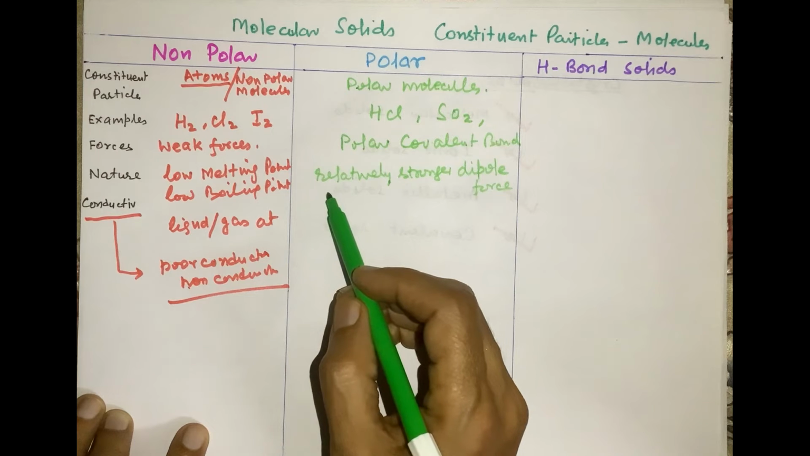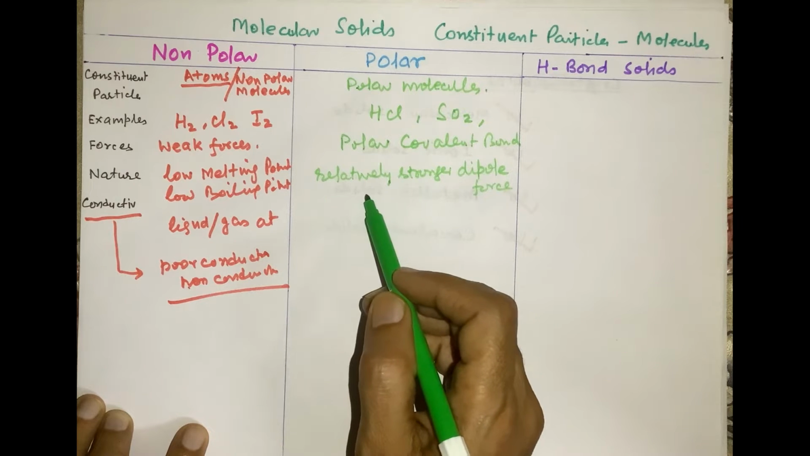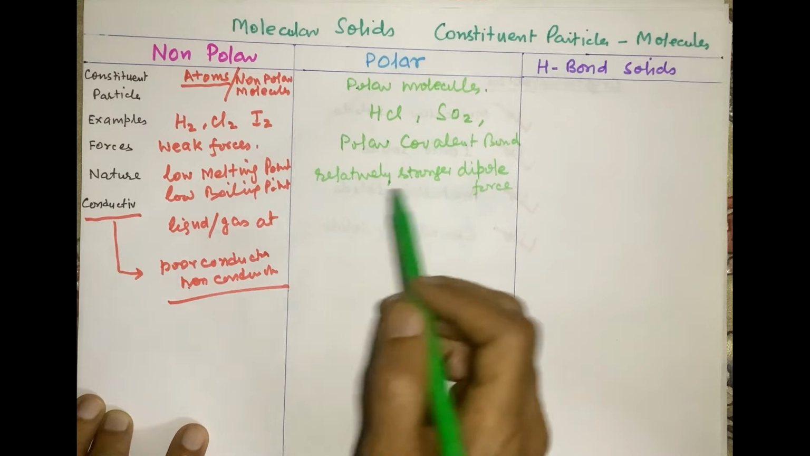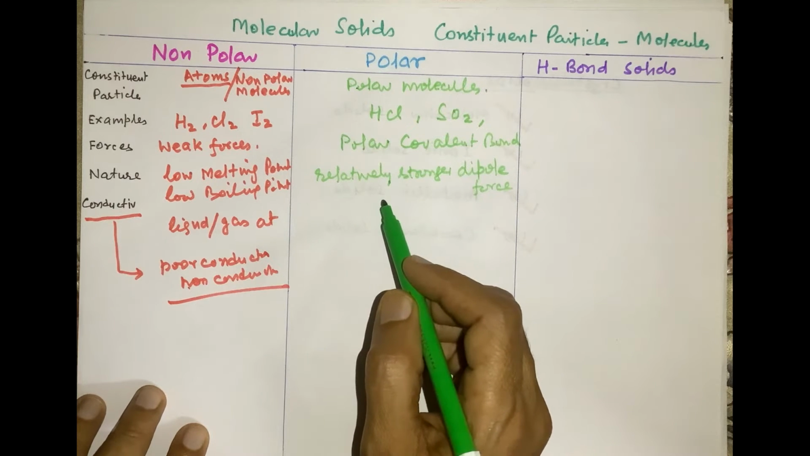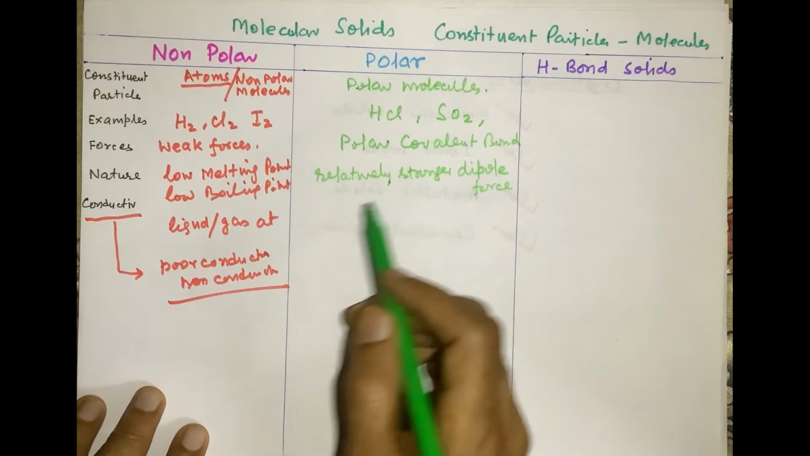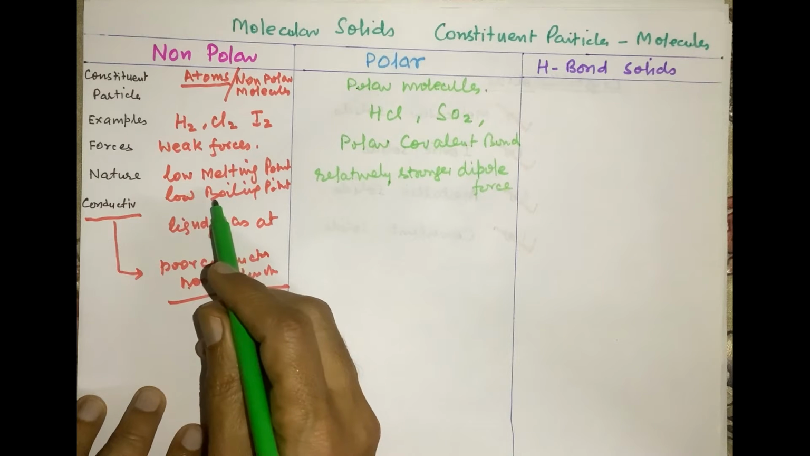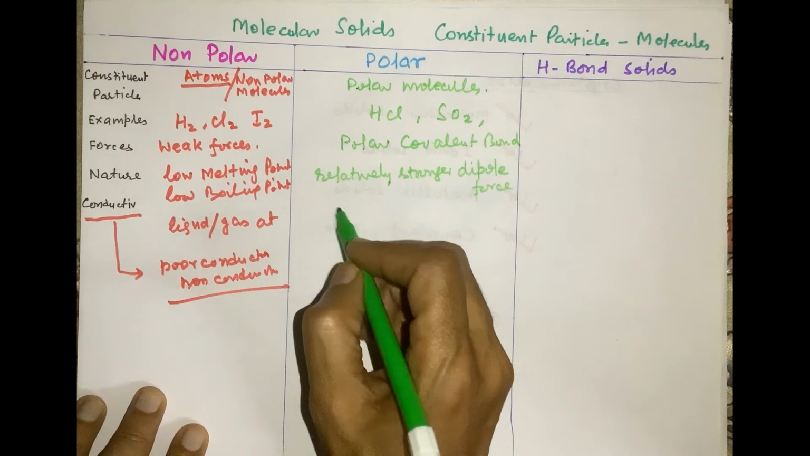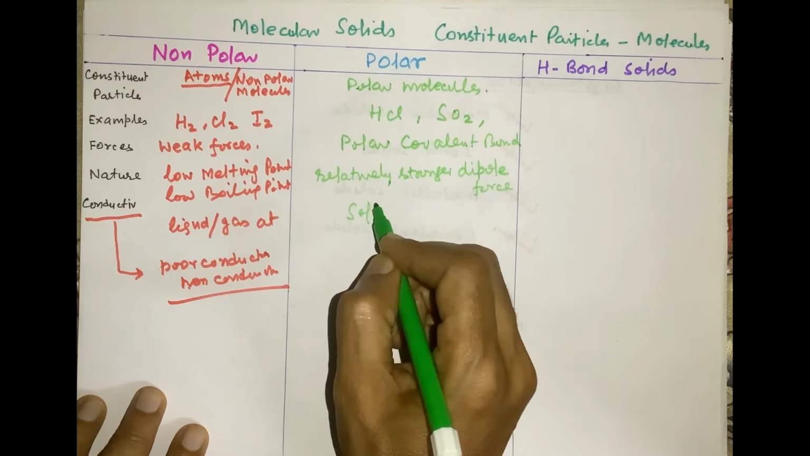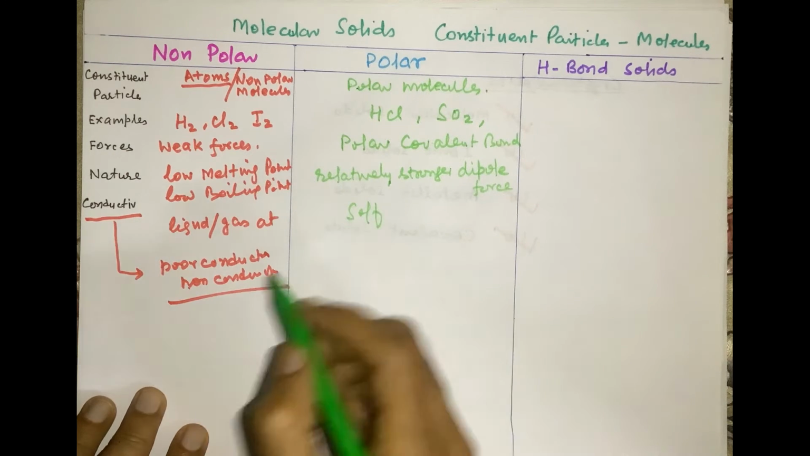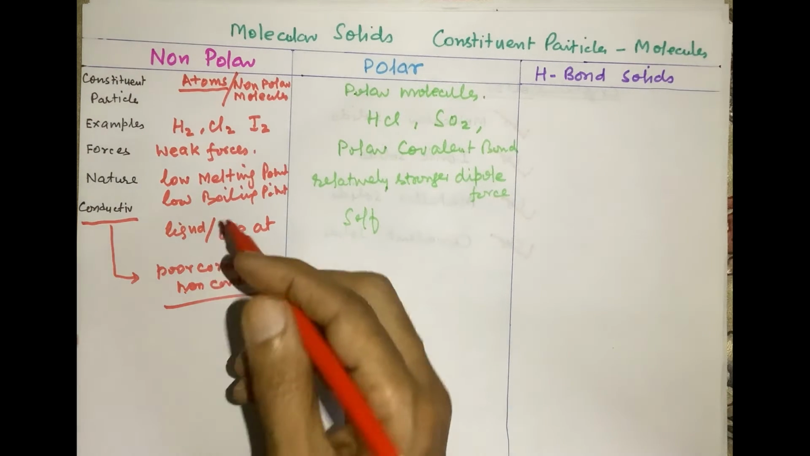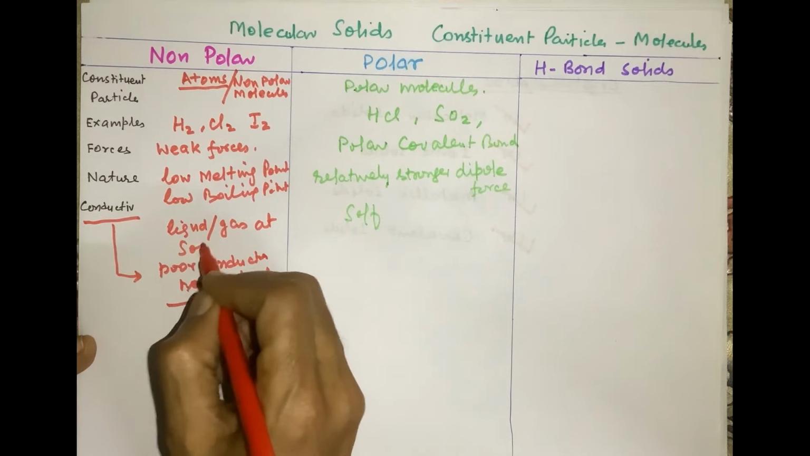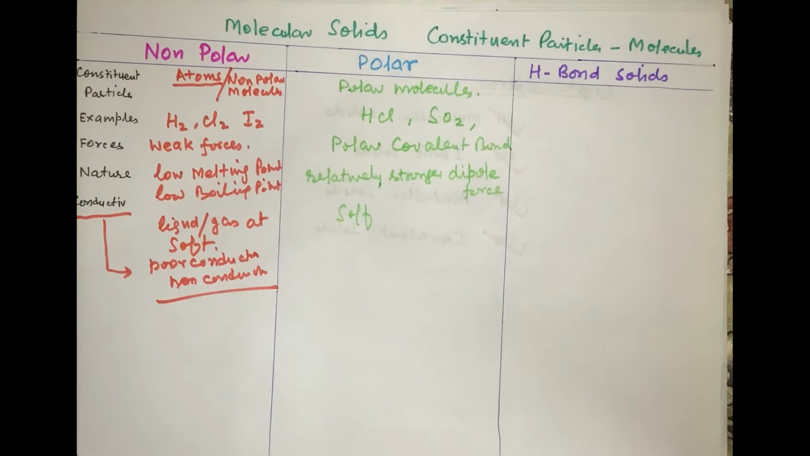And why I said relatively? Because it is stronger than the forces in non-polar molecules. They are relatively, but not so strong. They are relatively strong, more than the forces of non-polar solids. And again, they are soft in nature. They are soft solids. And if we see non-polar solids, they are also soft. So polar solids are soft.